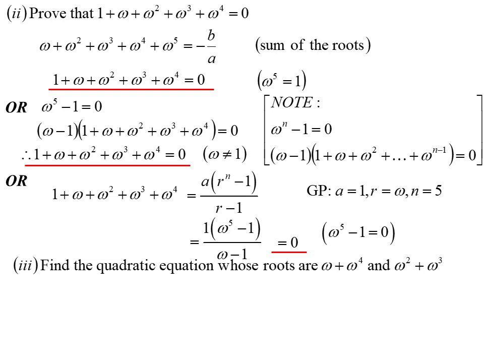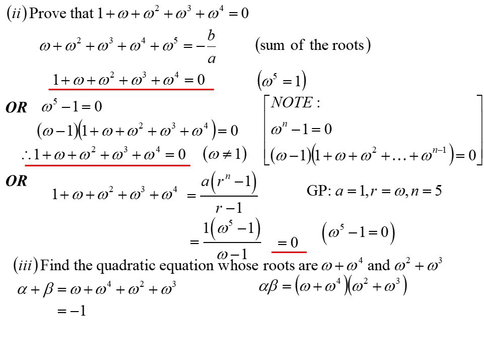We're going to find the quadratic equation whose roots are omega plus omega to the power of 4, and the other root is omega squared plus omega cubed. Okay? It's a quadratic. The sum of the roots then, so the middle term is what we're looking at, would be those 4 added together. But we know 1 plus omega plus omega squared plus omega cubed plus omega to the power of 4 is equal to 0. Therefore, this expression must equal negative 1. Okay, I've got the sum of the roots.